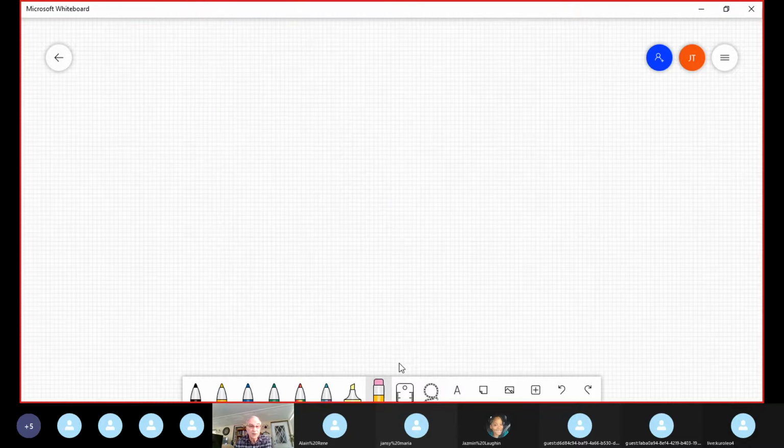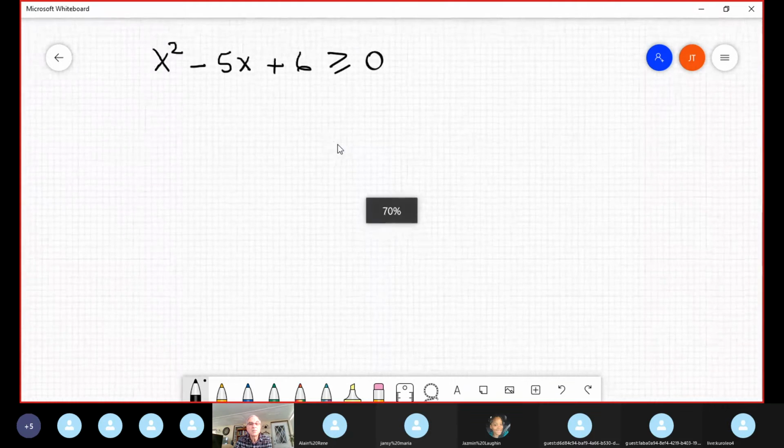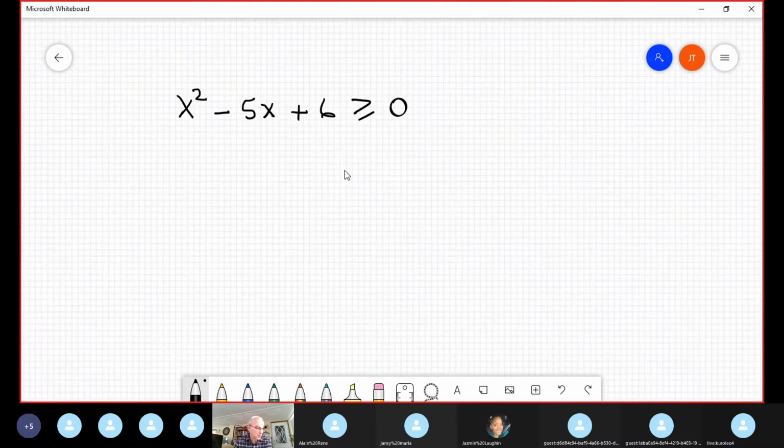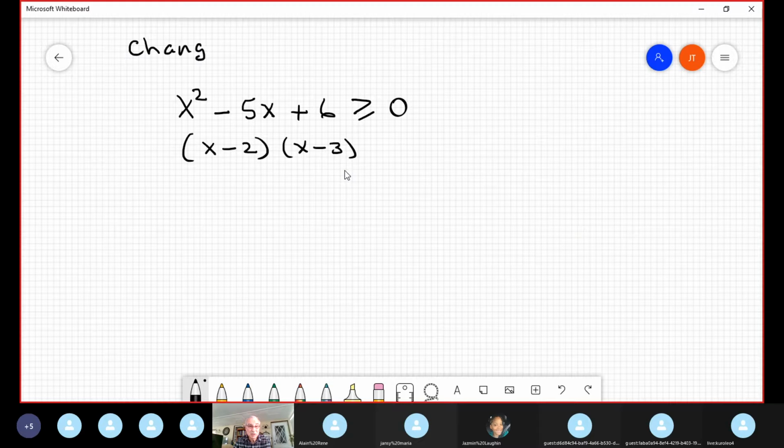Okay, again, I start at the beginning. Suppose x squared minus 5x plus 6 is greater than or equal to 0. We're doing the factorization again. This is classic. Minus 2 and minus 3. Okay, another approach. By the way, the name of this approach is the change of signs method. Okay, this is the name.